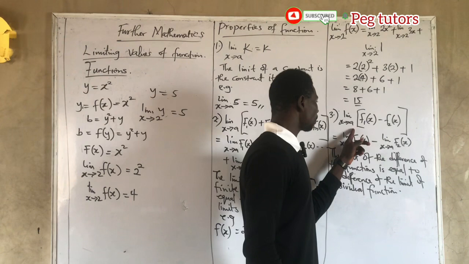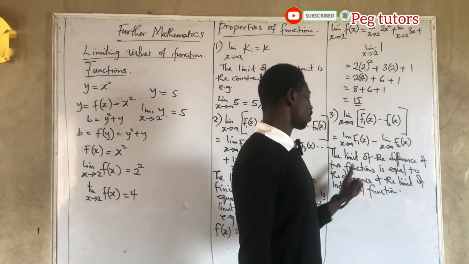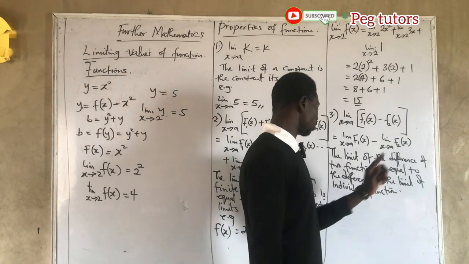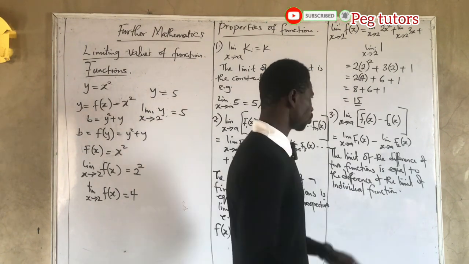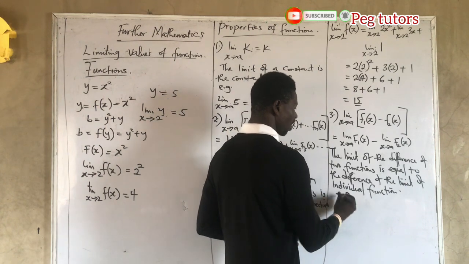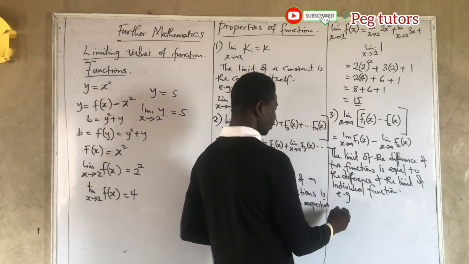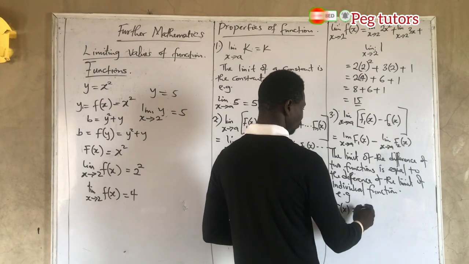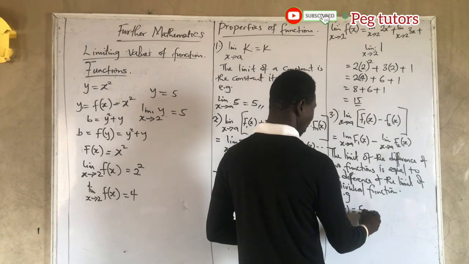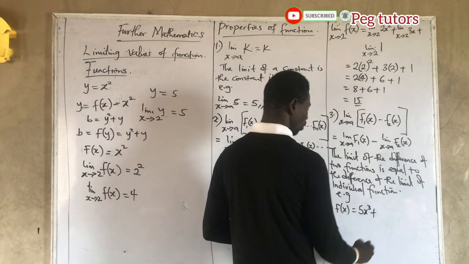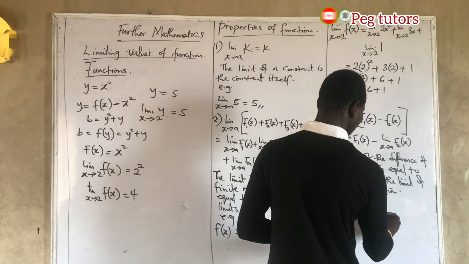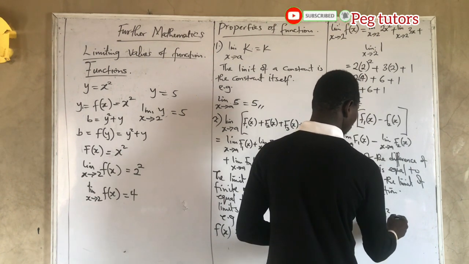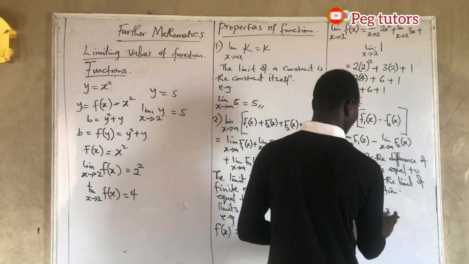The limit of the difference of two functions is equal to the what? The difference of the limits of the individual functions. So what it means is, for example, let's have an example. If you have f of x as, let's say, 5x raised to power 3 minus 3x raised to power 2. Let's end it here.